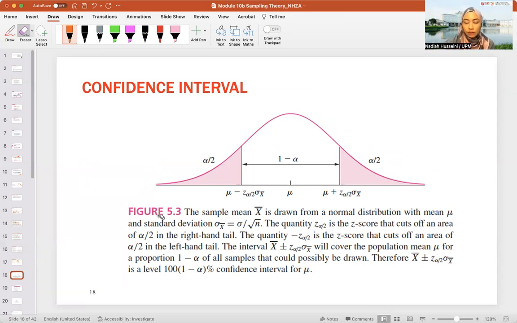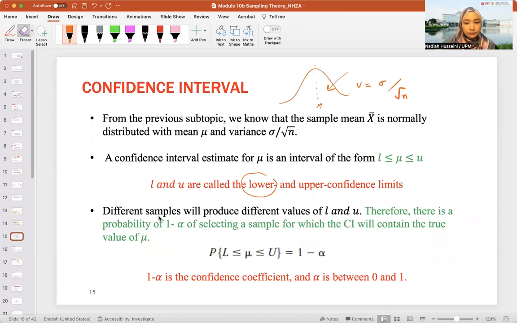Alpha over 2. I think I skipped on alpha. Yes, I did not tell you about alpha. So I told you that the mu is between the lower confidence limit and upper confidence limit. And this mu between upper limit and lower limit has a probability of 1 minus alpha. 1 minus alpha is called the confidence coefficient. And if you multiply this with 100%, you would get the confidence interval.